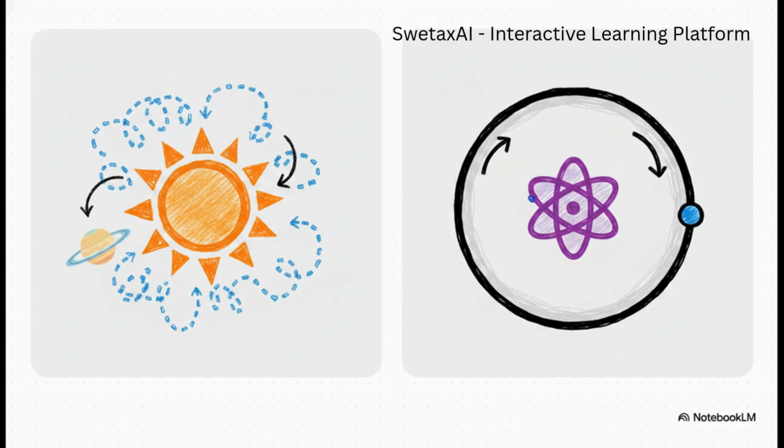But there is a massive, fundamental difference between the two. In our actual solar system, a planet could theoretically orbit the sun at any arbitrary distance, as long as it has the precise speed. But electrons, they don't play by planetary rules. Instead, they are strictly confined to fixed allowed energy shells. They aren't free-roaming at all. They're completely locked into specific, invisible tracks.